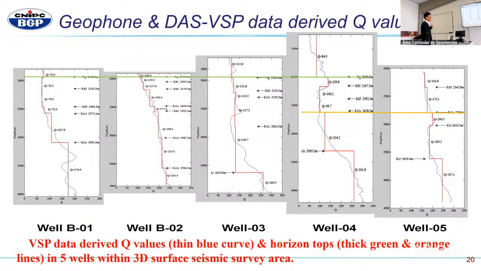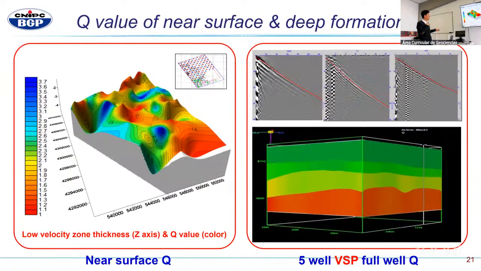And this is the vintage data. We put two new wells with fiber to record the DAS VSP. And three old wells, we have the geophone VSP records. So we're using the Q value to do the full wells Q migration.